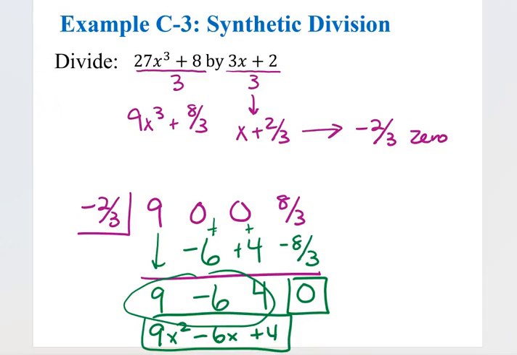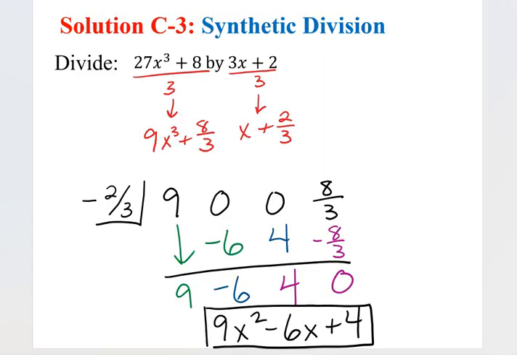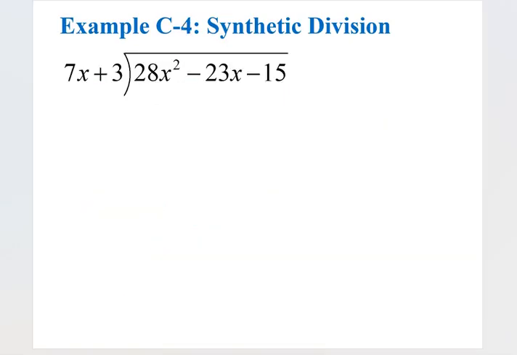And again, if you were not here for the long division tutorial, let me scroll back. There is the long division problem I did. And look, do I get the same answer? I totally do. 9x squared minus 6x plus 4. No remainder. Look at that. Amazing. I don't know about you though, I find that this is just a lot easier. All right, so that is my final answer.